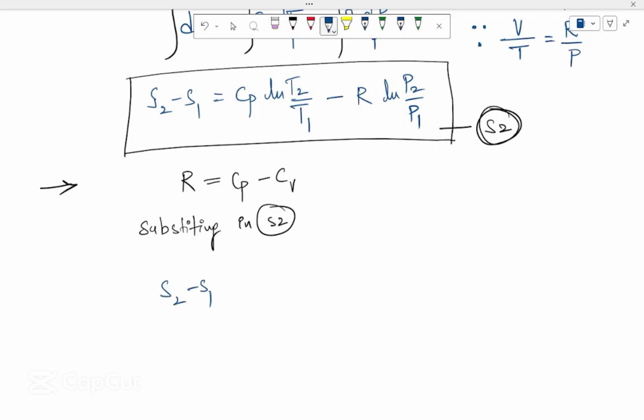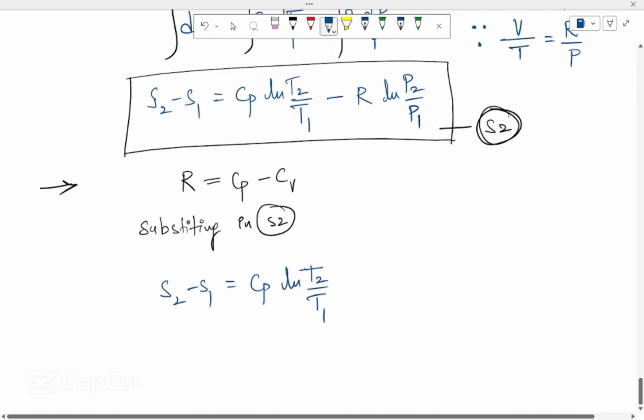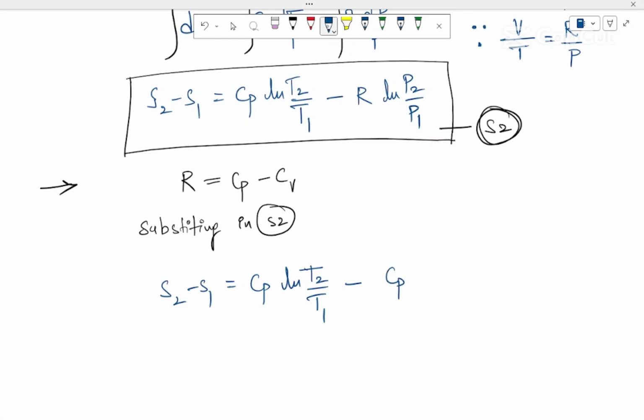so the expression will turn out to be like this: S2 minus S1 equal to Cp into ln T2 by T1 minus, since I have Cp here, the Cp should be multiplied with my ln P2 by P1, and this minus into minus will become plus here. I will get Cv here, ln, again I have P2 by P1.